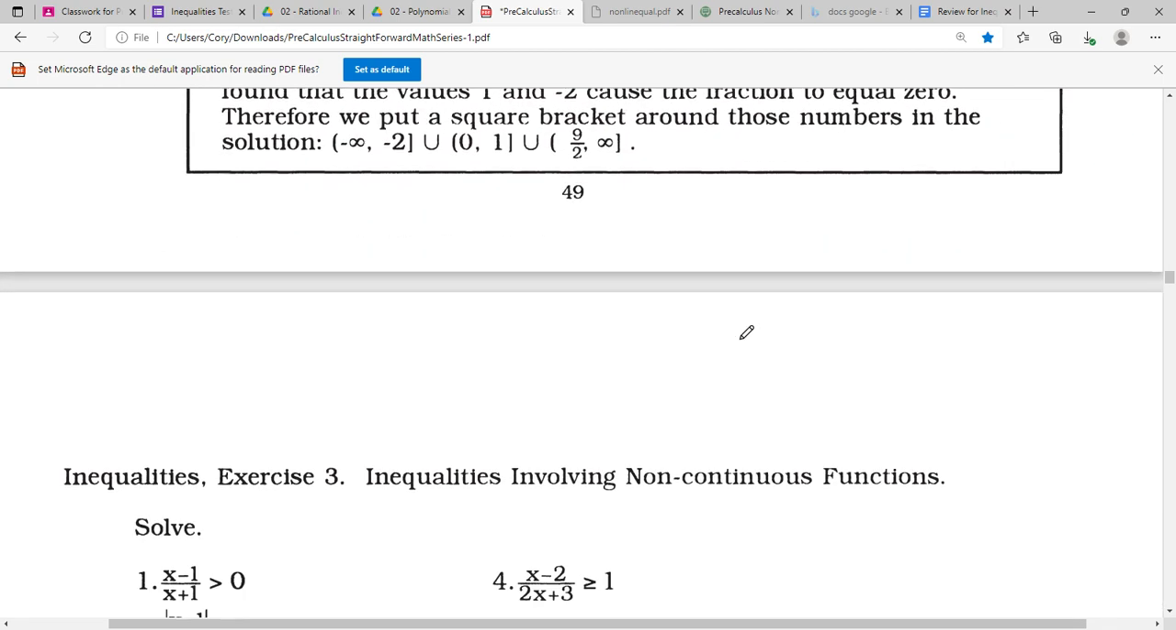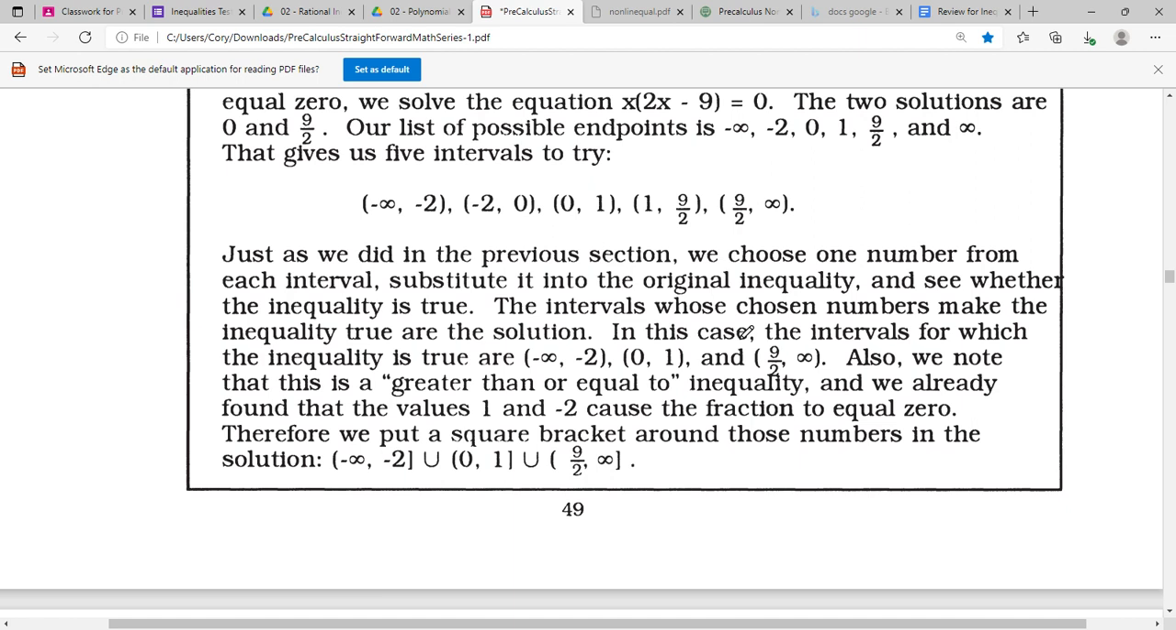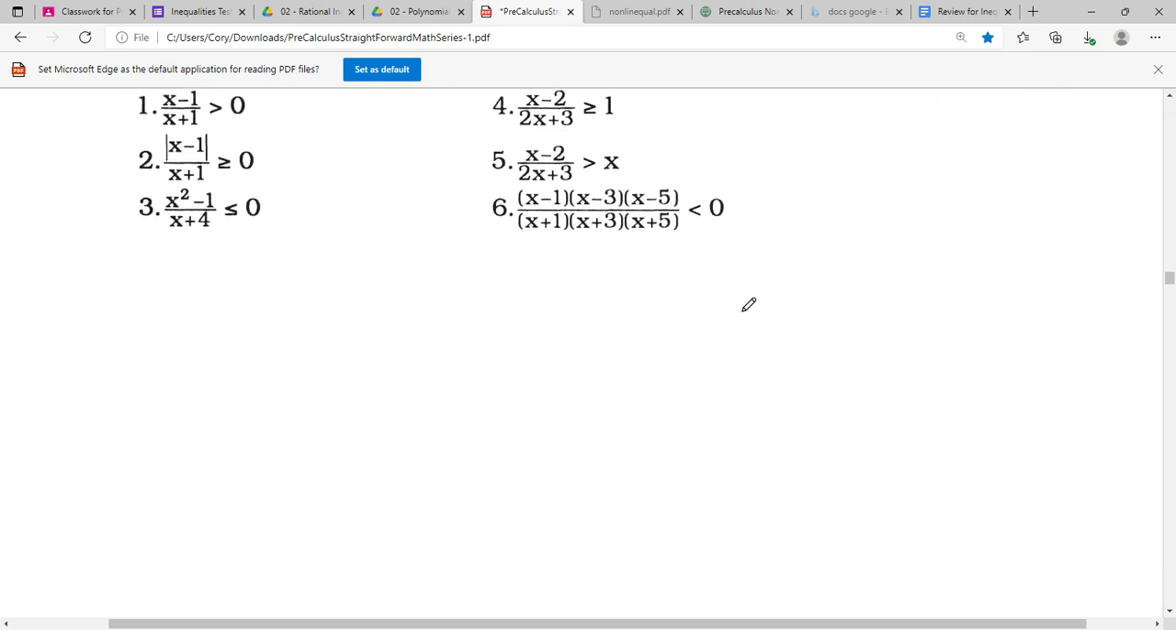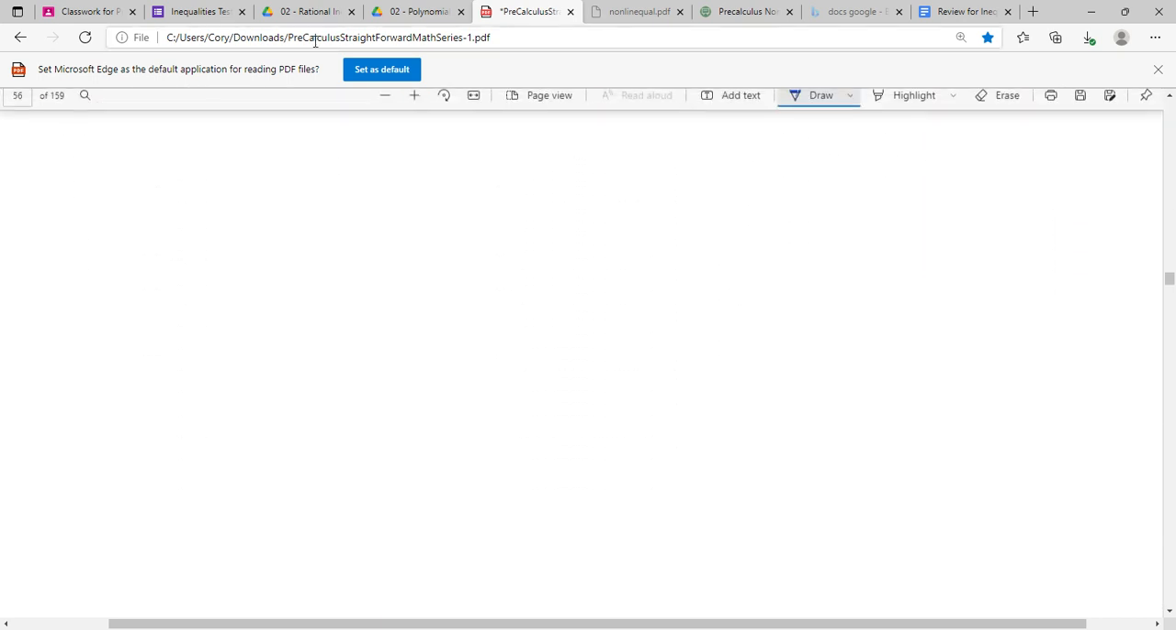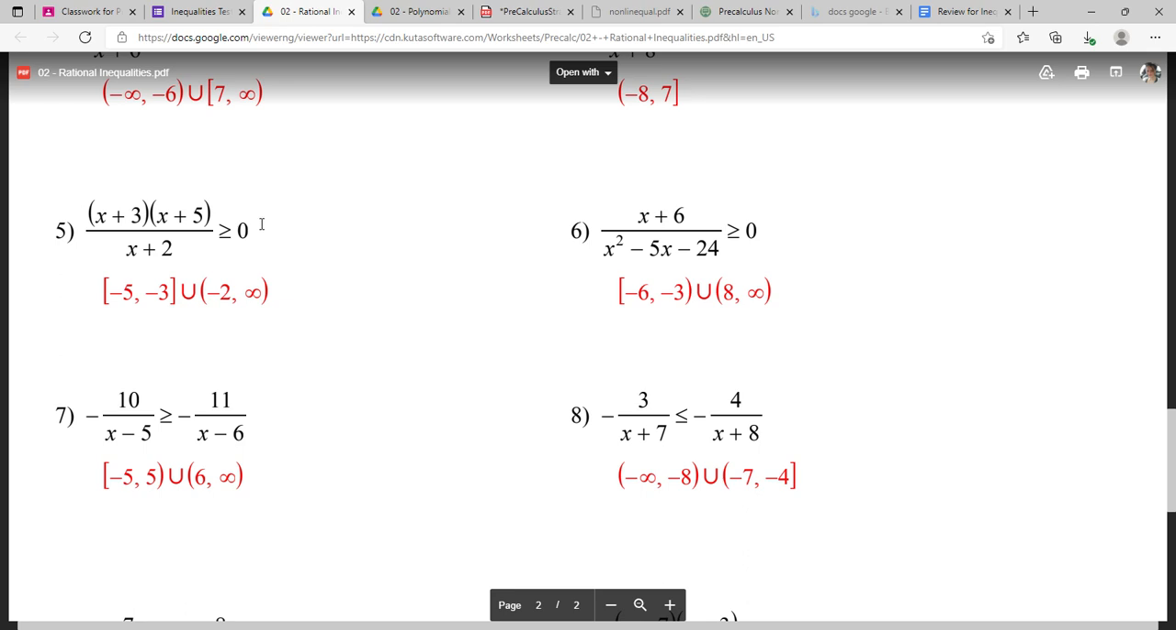Alright, and that is all they have for examples. Make sure you're putting the union symbol in between there. All of the homework is going to be multiple choice, so you get to pick. Alright, I'm going to work a random one from a different worksheet.